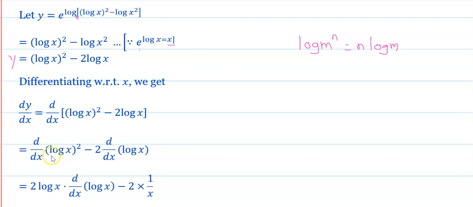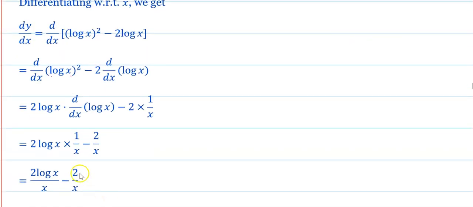Again, the derivative of what is inside the bracket, which is log x. What is its derivative? d/dx of log x is 1 upon x. Now here, log of x is a standard formula. Derivative of log of x is 1 upon x. There is nothing composite here. Its derivative is 1 upon x.